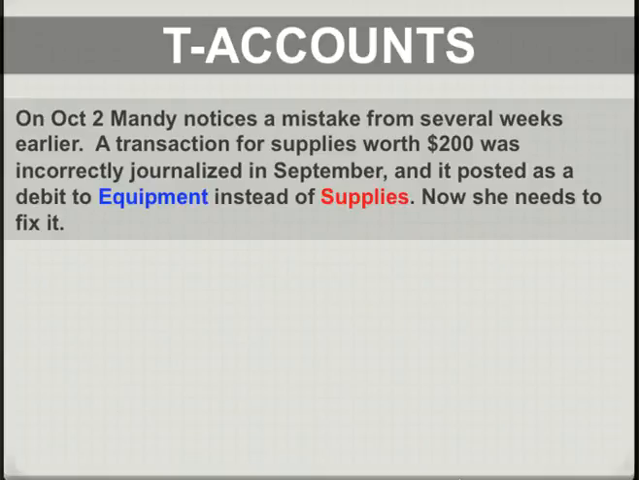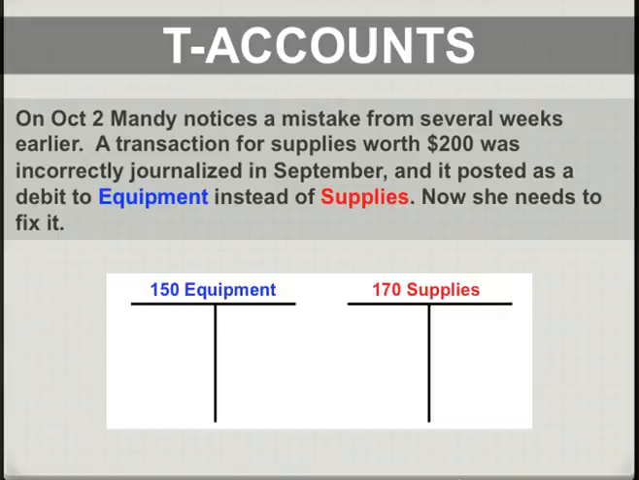On October 2nd, Mandy notices a mistake from several weeks earlier. A transaction for supplies worth $200 was incorrectly journalized in September, and it posted as a debit to equipment instead of supplies. Now she needs to fix it. The mistake involves the equipment account and the supplies account. So let's draw some T accounts.